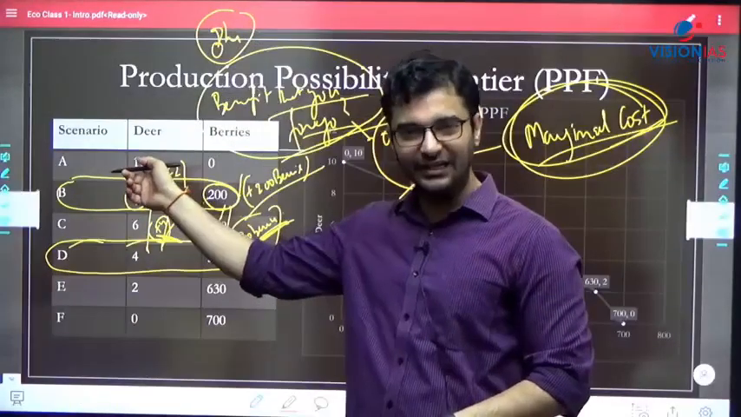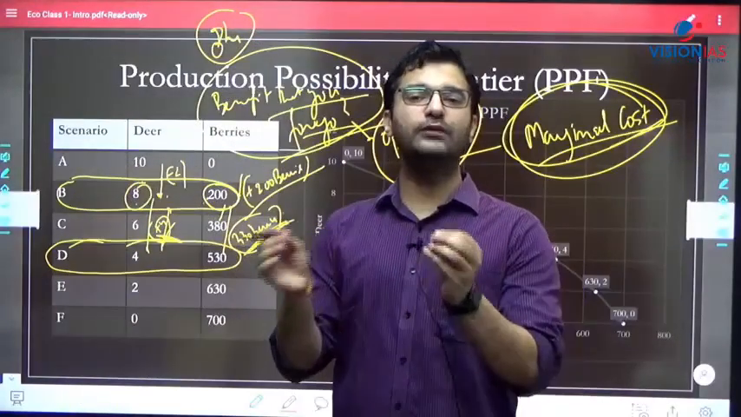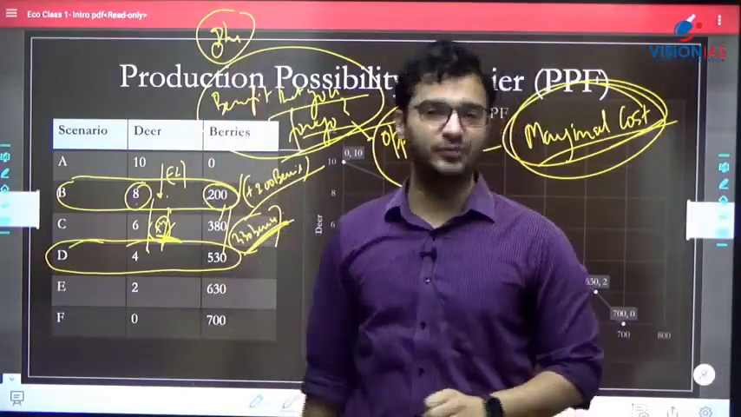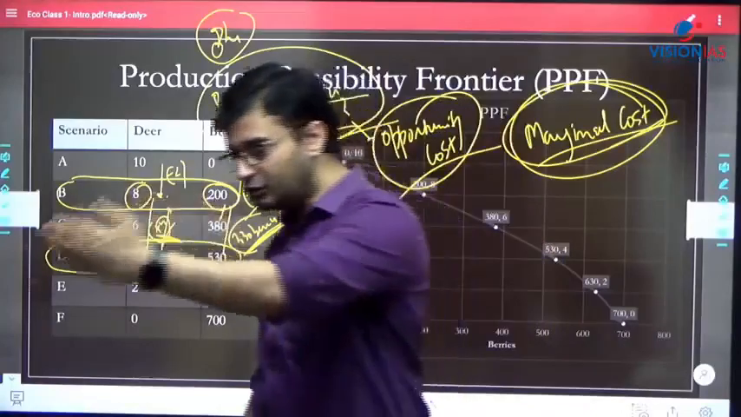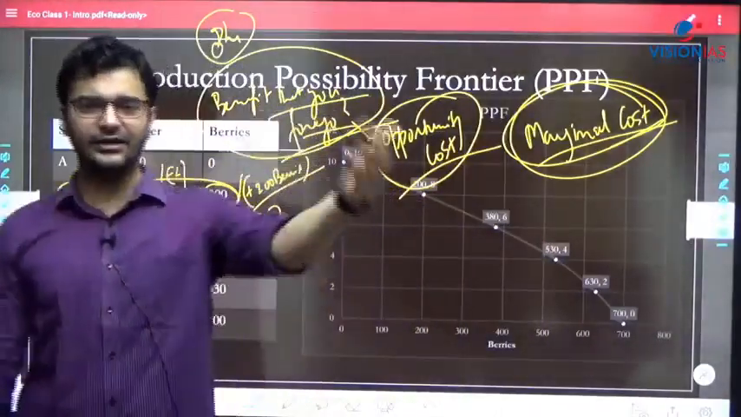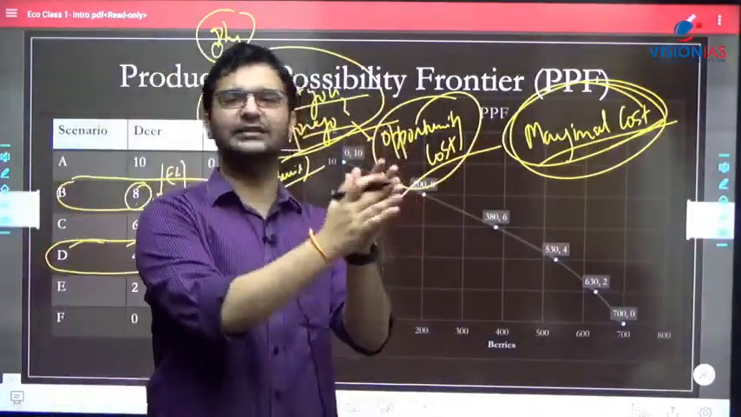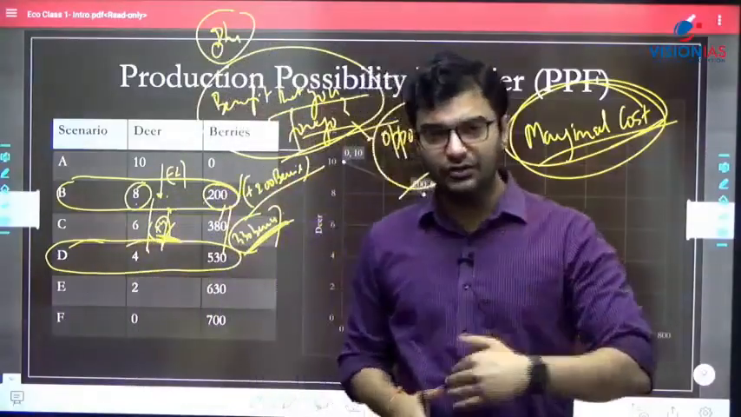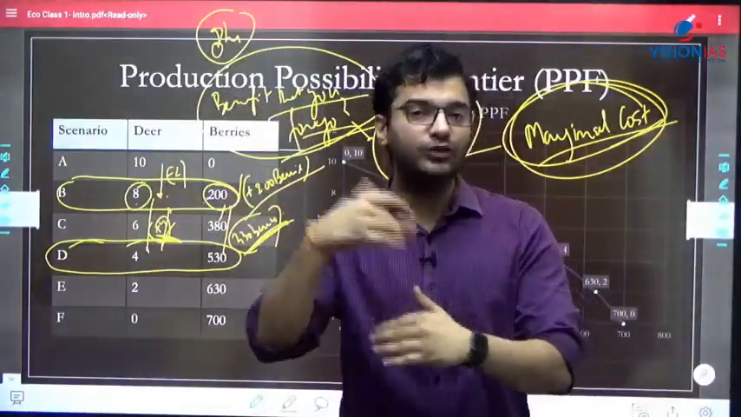यहाँ पे output क्या है? Deer है. The output is deer. To produce one more unit of output, how much of resource has to be spent? To gather one unit of berry more, to gather let's say 100 units of berry more. मान लेते हैं एक berries का unit 100 units है. To gather 100 units of berries more, how much more time do you require?